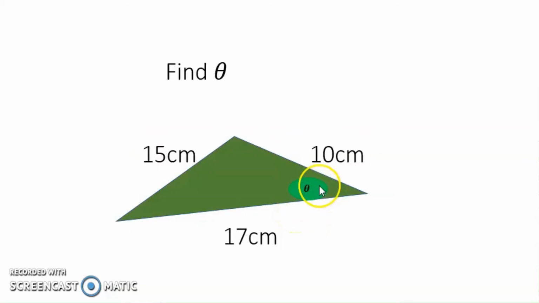So to find the value of theta here, we're not given any angle. We want to look for an angle. Can we use Pythagoras theorem? No, because the triangle is not a right angle triangle. Can we use SOHCAHTOA? No, because the triangle is not a right angle triangle. Can we use the sine rule? No, we're not given an angle and a side opposite that angle. So automatically, it is the cosine rule we are going to use.